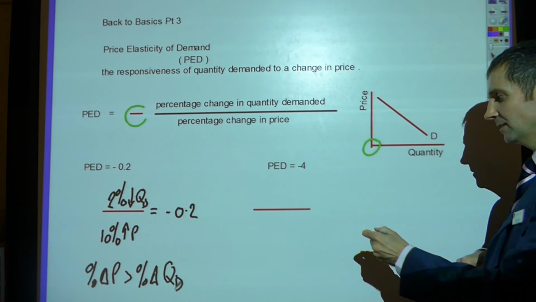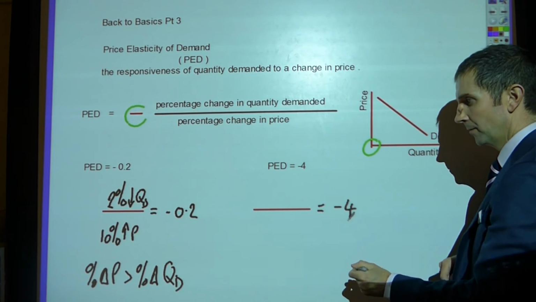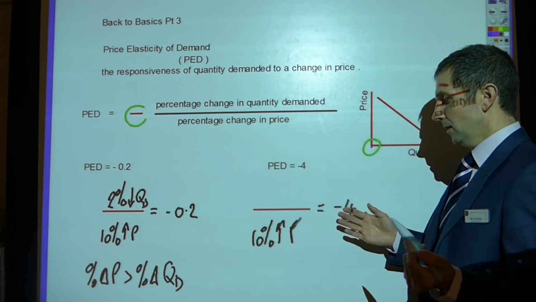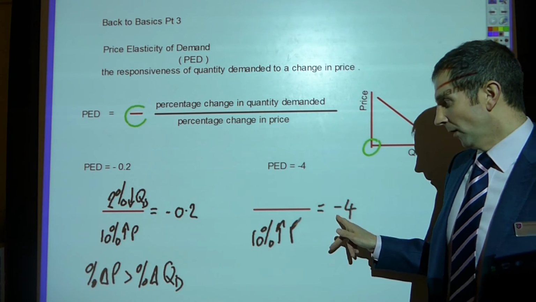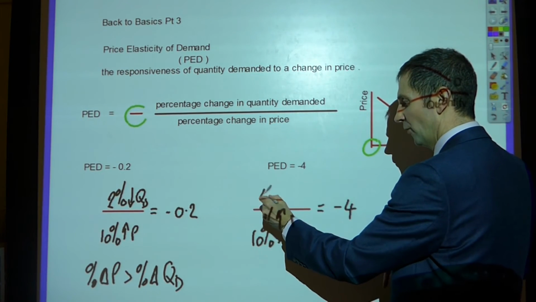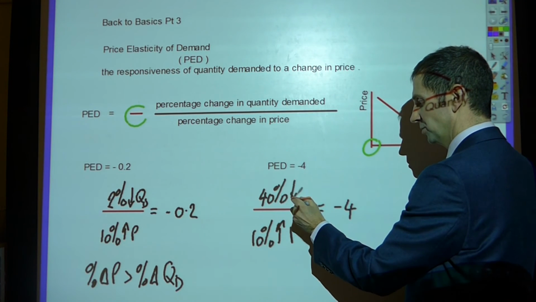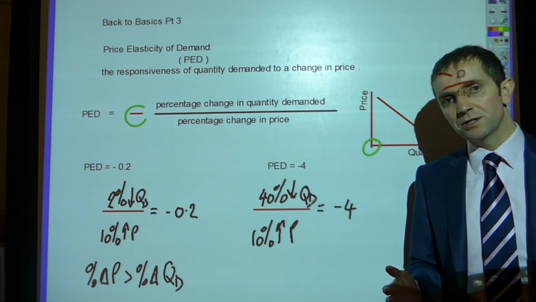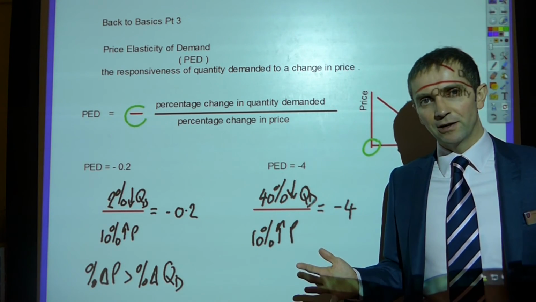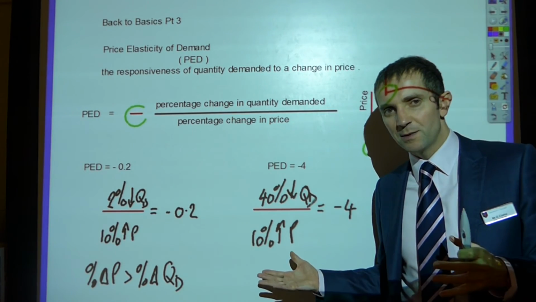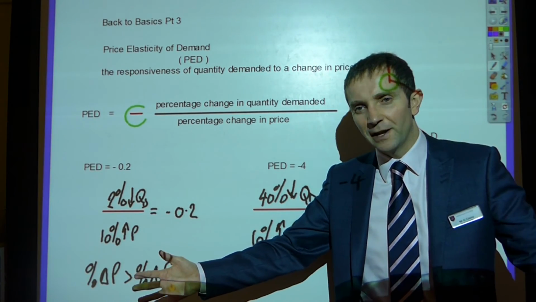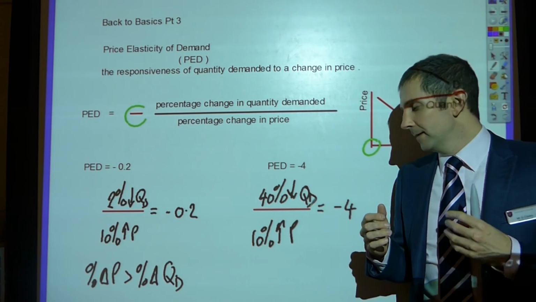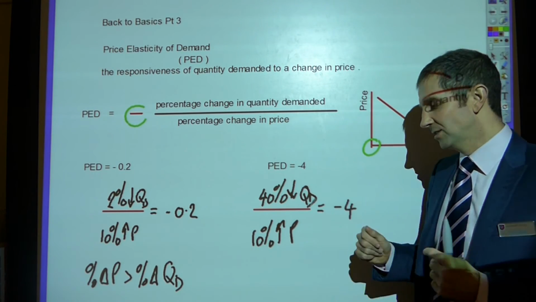What about this one? Again, 10% rule. So, 10% increase in price. What would give us an answer of minus 4? So this one would have to be a 40% reduction in quantity demanded. Now that, ladies and gentlemen, I'm sure you're thinking to yourselves, is very, very sensitive, isn't it? So I've only increased price by 10%, but demand drops off massively by 40%. So that, as you well know, is price elastic in demand.